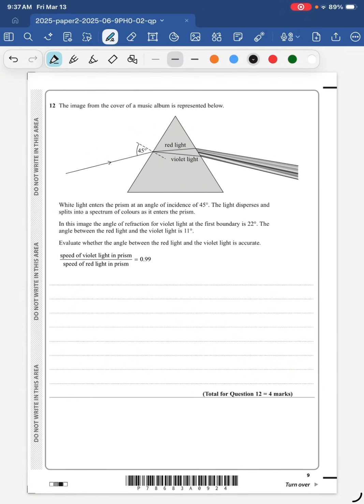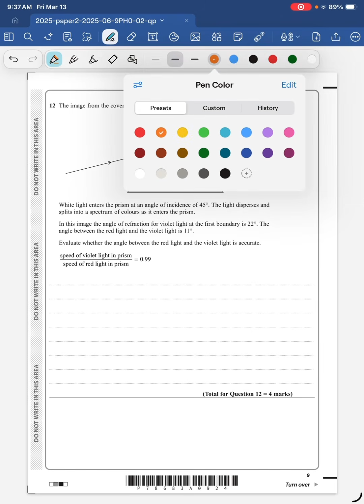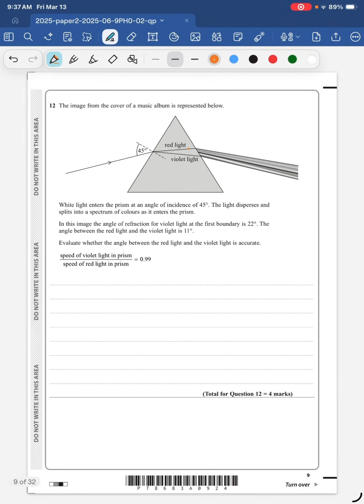This is not the kind of question you expect at the A levels. But it's funny, it's a cool question. So, all right, let's start with the interface between the incident light here at 45 degrees and the violet light. So this angle here. Let's find that angle. Okay, so let's start with that.